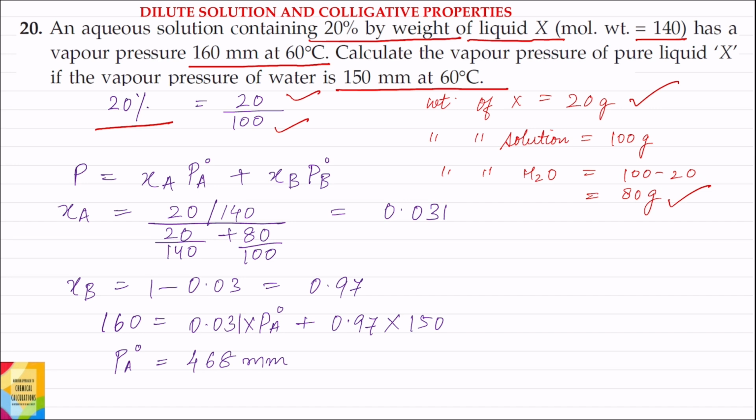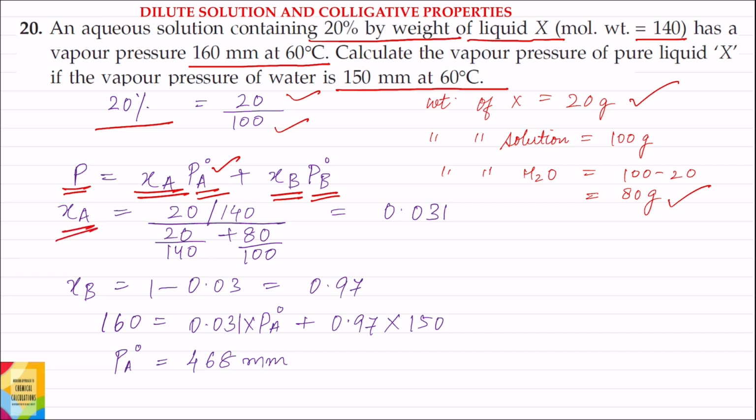Now vapor pressure of the solution is equal to mole fraction of the solute, XA denotes the mole fraction of solute. Here the solute is a liquid X, into vapor pressure of the pure solute, plus mole fraction of water. Mole fraction of water is denoted by XB, into vapor pressure of pure water denoted by P°B. P°A denotes the vapor pressure of pure liquid X.